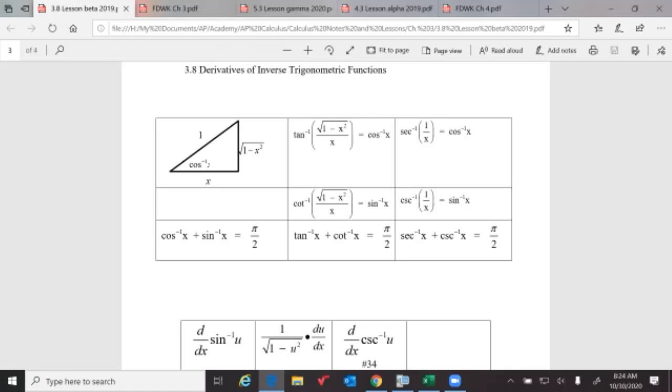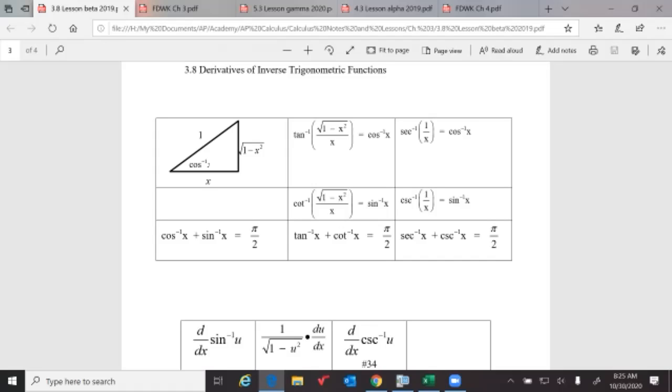So I go down here and I say the inverse cosine of x, this angle, plus the inverse sine of x, that angle, has to sum to pi over 2. Yes? Angle sum of triangle. Because you have a right angle here. So these two have to add up to 90 degrees. Logical?